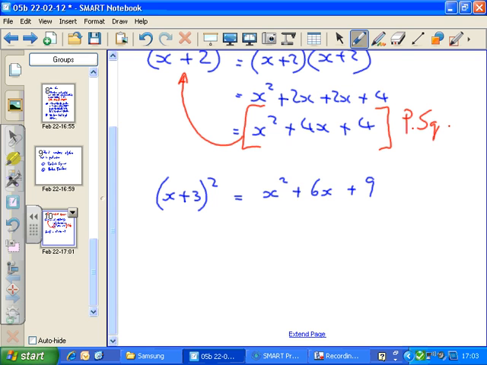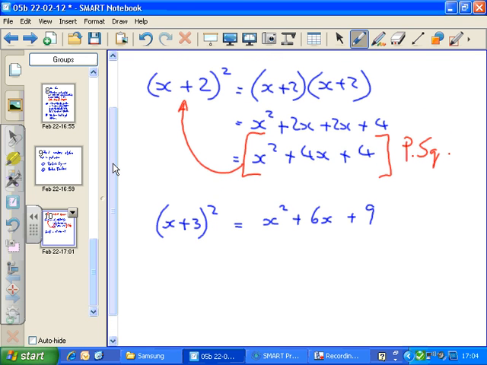Okay, look at this. Imagine that was not a 2, but it was a 3. x squared plus 3x plus another 3x is 6x, plus 9. Everybody happy, Andy? That's a perfect square. Why is it a perfect square, Andy? Because it can be written as x plus 3 squared. Yes, all squared. Okay?